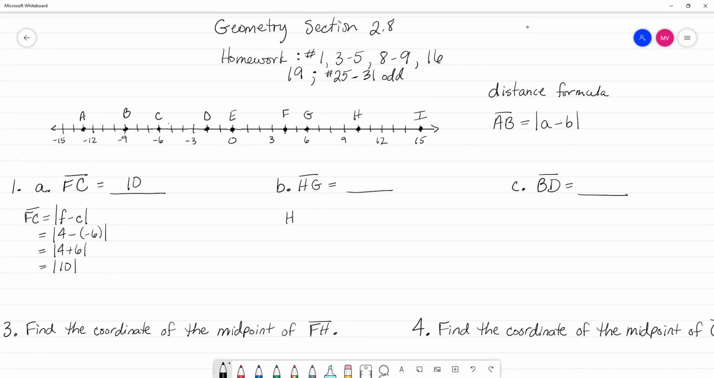Okay, so from point H to point G, line segment HG is the absolute value of the coordinate at H minus the coordinate at G. Remember, we represent the value of the coordinate as a lowercase letter. The point is an uppercase letter. So H is 10, the absolute value of 10 minus G, which is 6. So that's the absolute value of 4, which is 4.